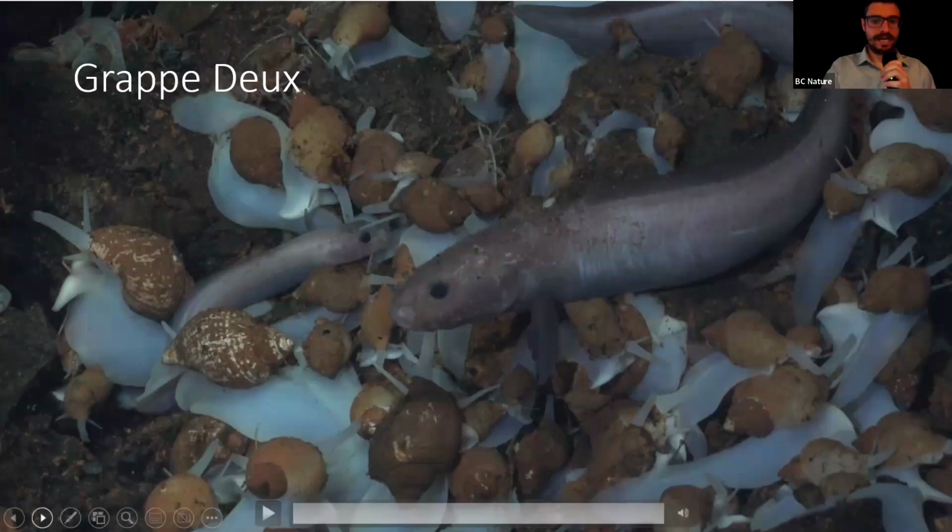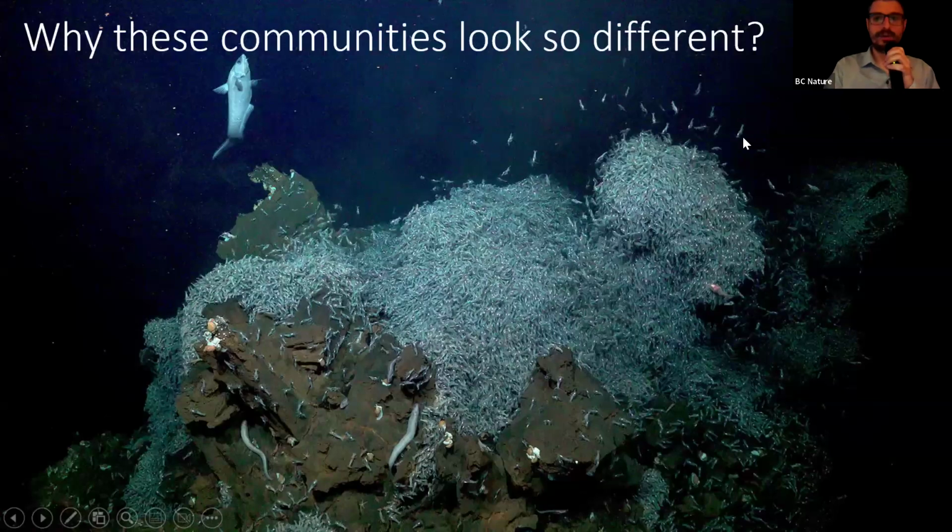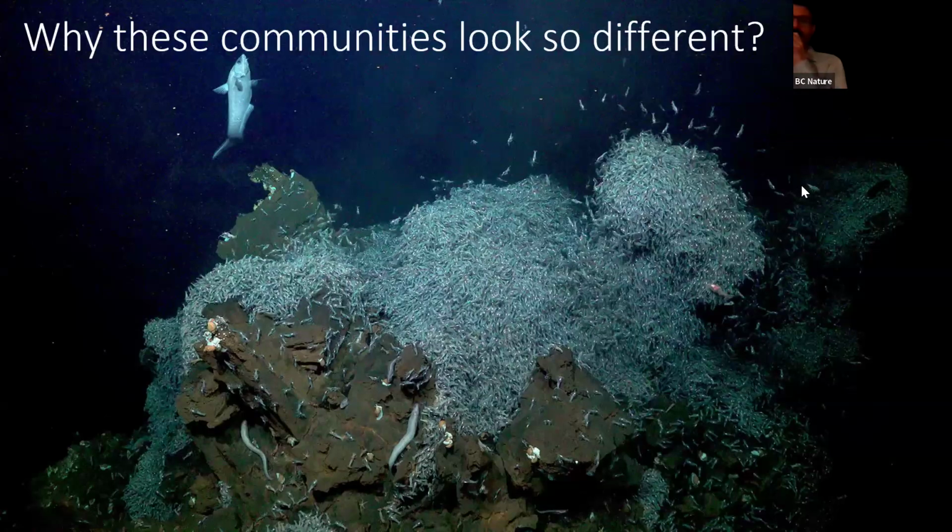Okay, so coming a bit back to the question. As I was telling you, in this picture we were expecting huge swarms of shrimps. But instead we found that the three sites that we visited were presenting very different communities. Why do these communities look so different? This is something that we do not know. We are now analyzing all the data of the cruise and trying to figure out why.